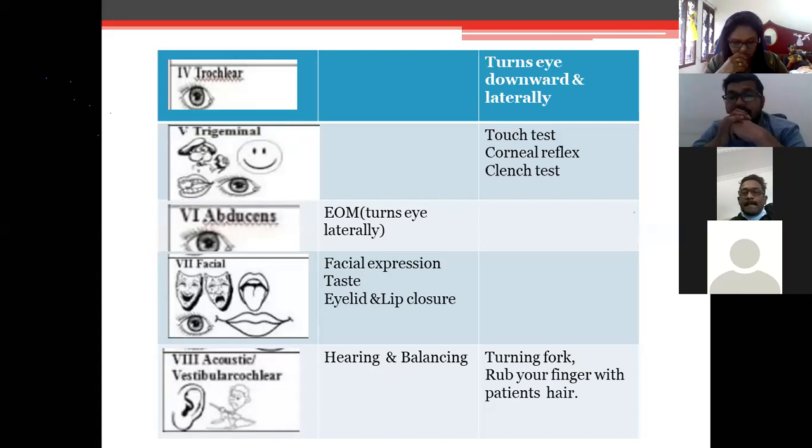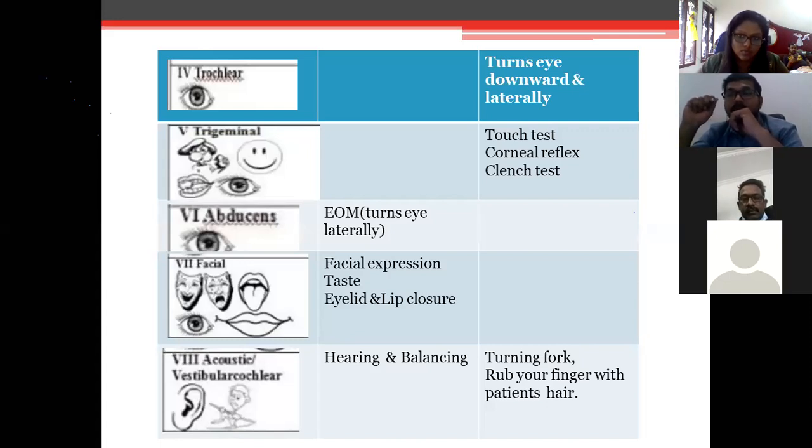Another important nerve is the acoustic nerve, the vestibulocochlear nerve. How do you check it? This is the main thing for a TMJ patient, because sometimes the patient has pain in the ear. This is the main nerve which supplies balancing and hearing. You can use a tuning fork: just tap the tuning fork, and if the patient can hear the sound of the tuning fork, then it's fine.